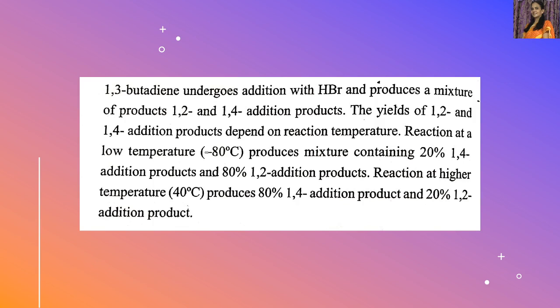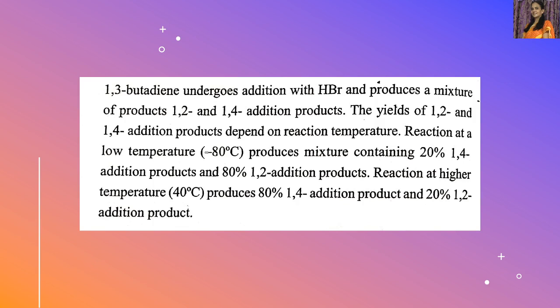Generally the reaction at low temperature, that is at about minus 80 degrees centigrade, produces a mixture containing 20% of 1,4 addition product and 80% of 1,2 addition product. At low temperature, the major product is the 1,2 addition product, and the minor product is the 1,4 addition product. But the reaction at high temperature, that is at about 40 degrees centigrade, produces 80% of 1,4 addition product, that is the major product, and 20% of 1,2 addition product.